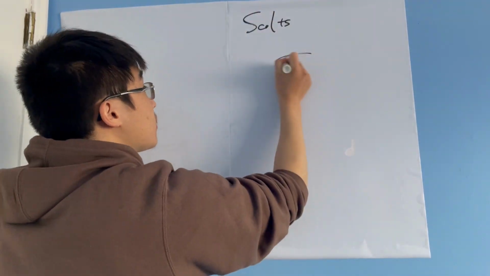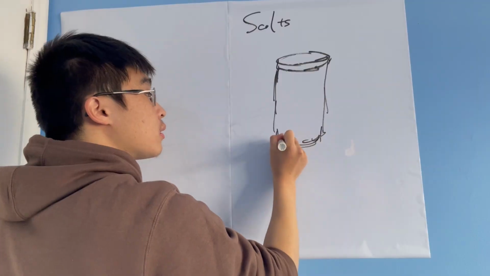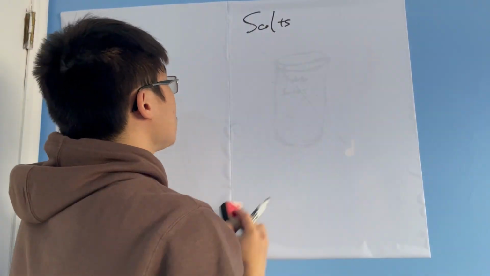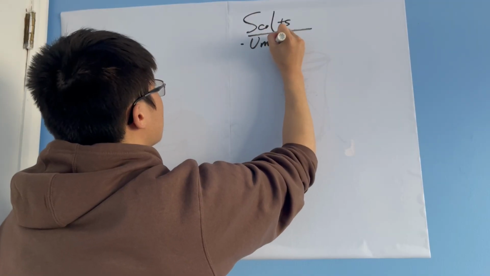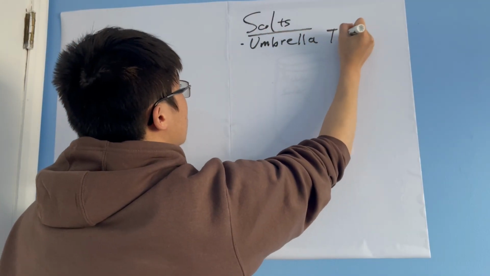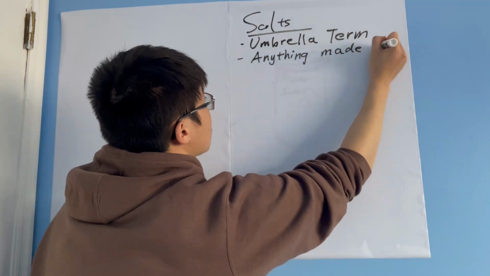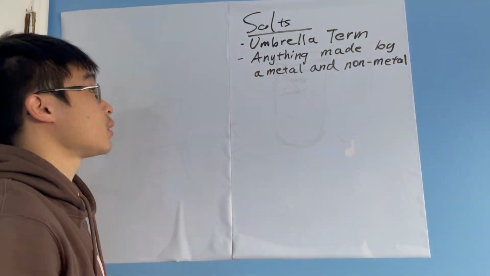Let's talk about salts. When we think of salts, we typically go straight to the stuff that we cook with, table salt. Except salt is actually a lot more than that. In chemistry, salt is usually used as a catch-all umbrella term, which just means that a lot of stuff can be considered as salt. By definition, salt is just anything that's made by a metal and a nonmetal.